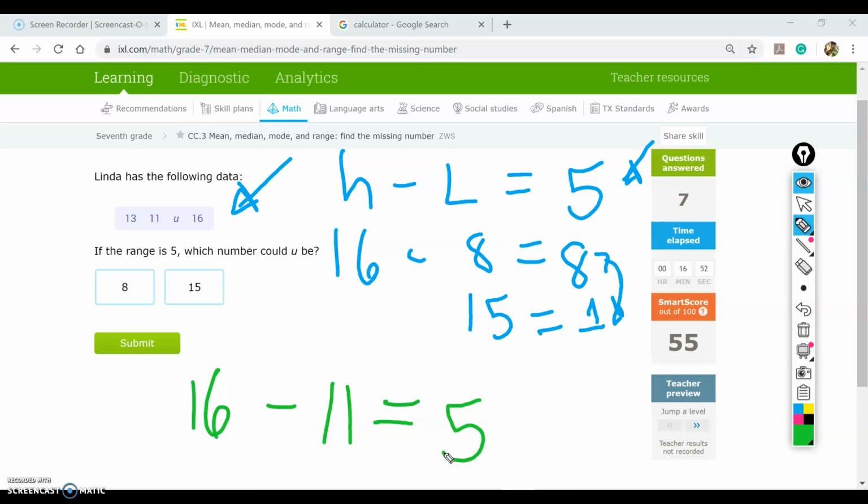That means that I cannot have a number lower than 11. Why? Because if I have a number lower than 11, it's going to give me a range of 8, as you just saw when you did 16 minus 8. So because of that, I cannot have a number lower than 11, but I can include any other number, and that's not going to change my range. So because of that, 15 would be the correct answer. Now let's see if that is true.